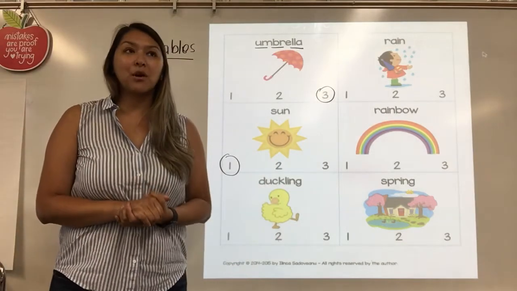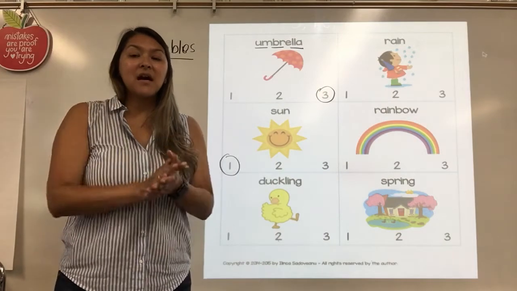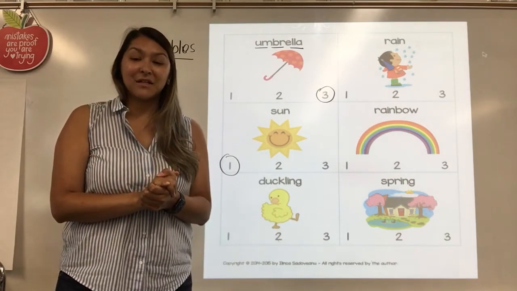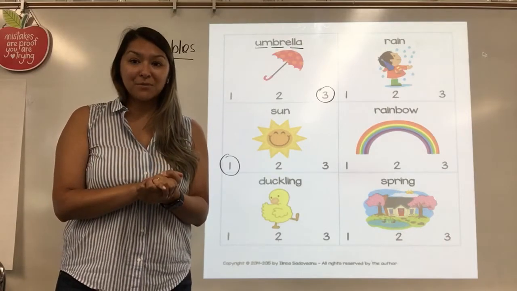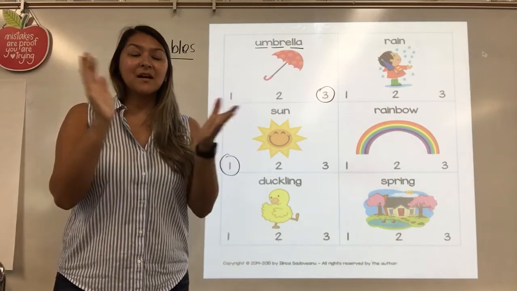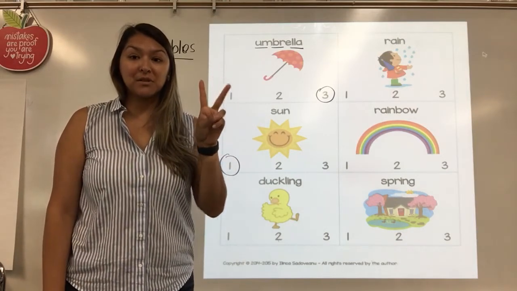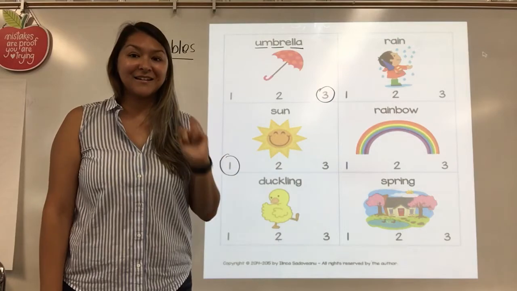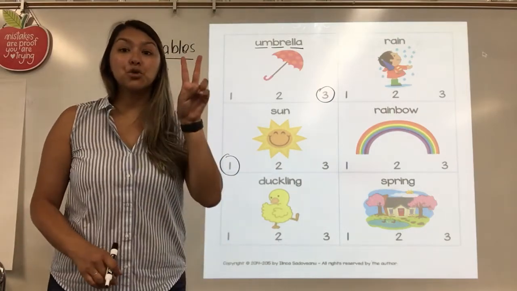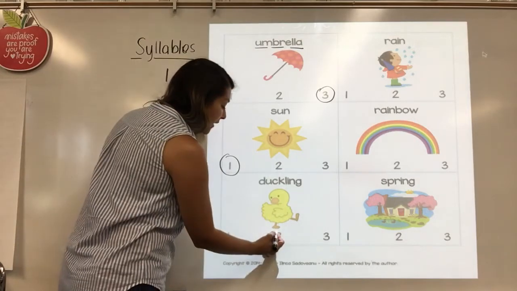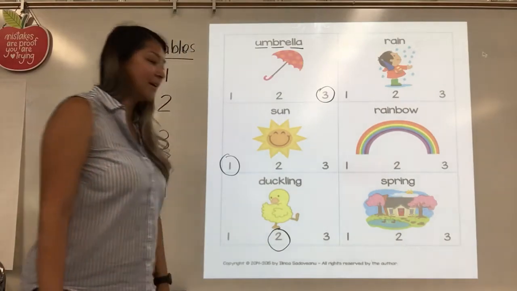Let's look at the word duckling. I'm going to say the word duckling. Now let's clap it. Duckling. Let's try again. Duckling. How many times did we clap? Duckling. Good. I heard 2 syllables. So I know that the word duckling has 2 syllables. We can break the word up into 2 parts. Very good.